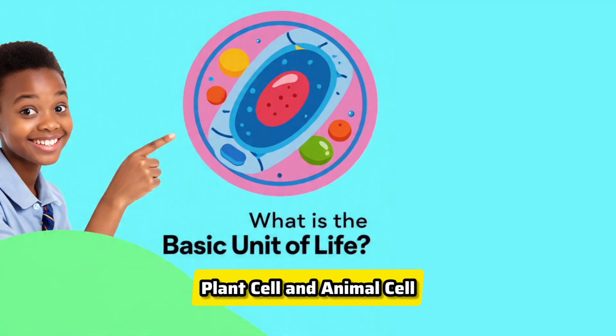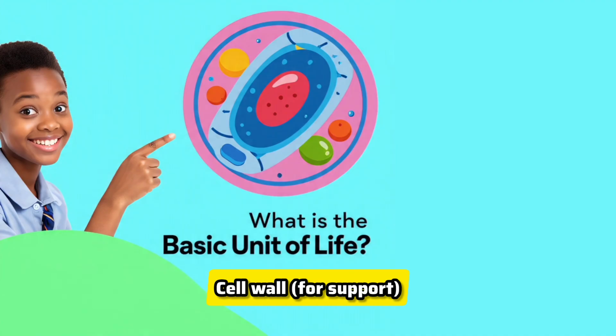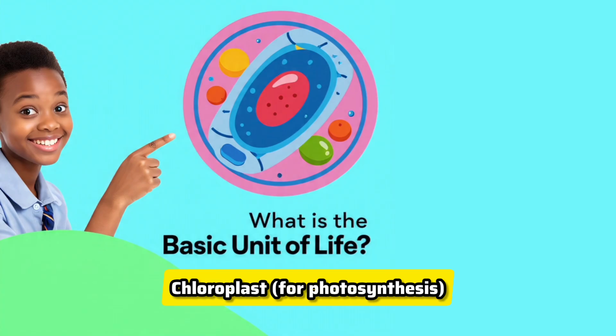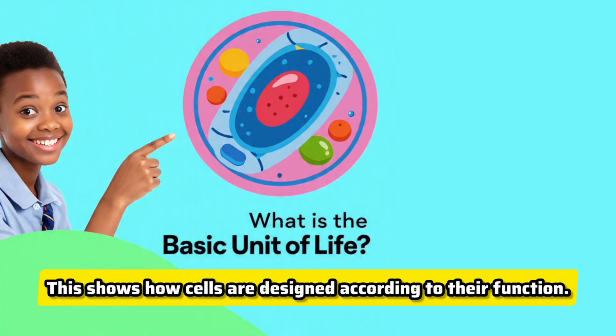Plant cell and animal cell. Plant and animal cells are similar but not exactly the same. Plant cells have the cell wall for support, chloroplast for photosynthesis, and a large vacuole for storage. Animal cells do not have chloroplasts or a cell wall. This shows how cells are designed according to their function.